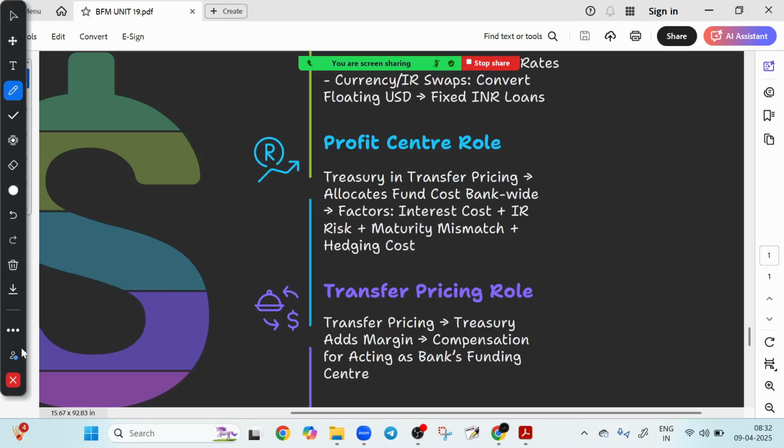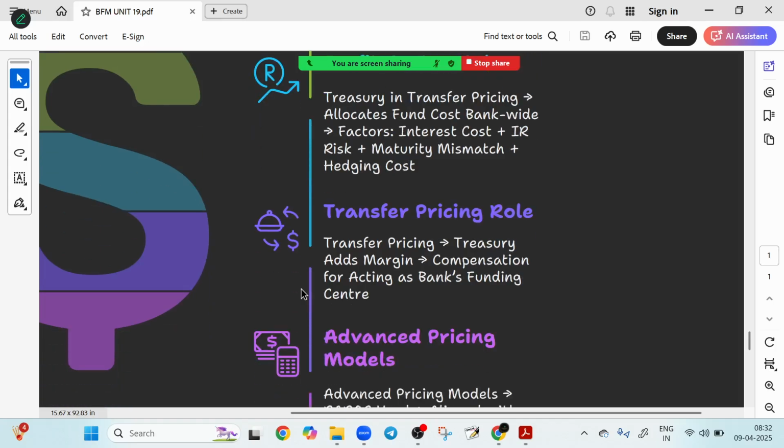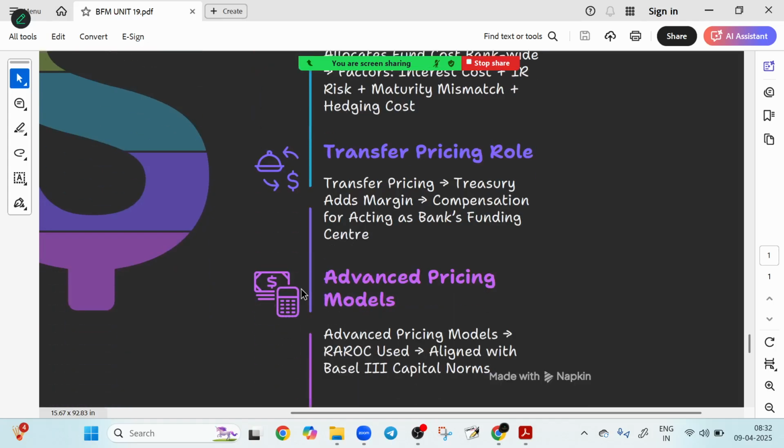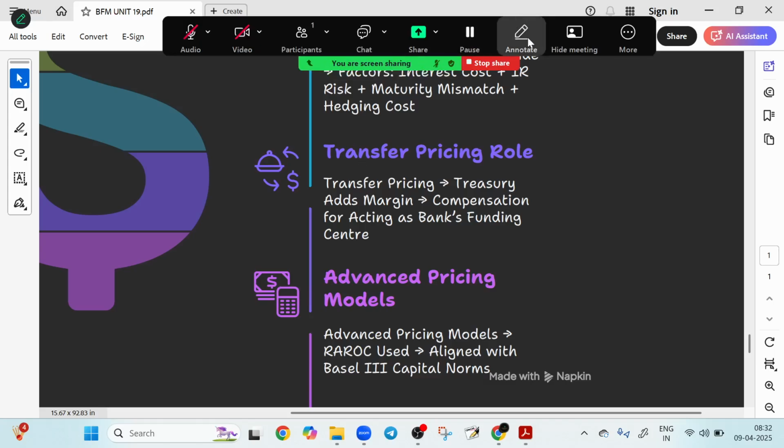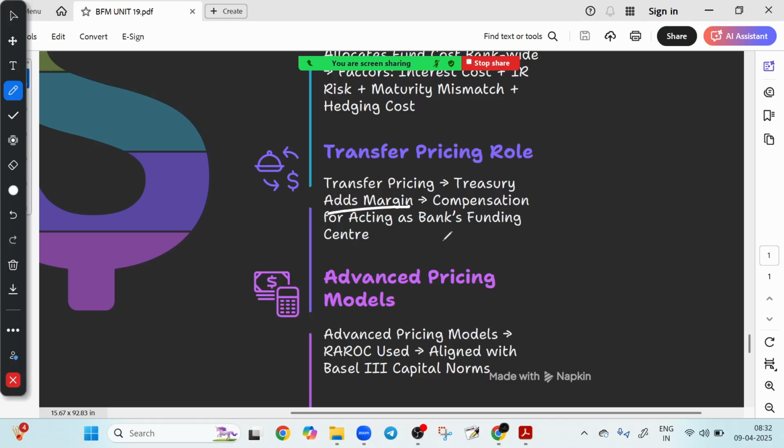If you look at the transfer pricing role, think of it like the bank's internal rent system. Treasury charges a margin for being the bank's funding arm. Yes, treasury charges what? Margin, right? Compensating itself for acting like a financial backbone. This adds discipline and clarity to interdepartmental finance.